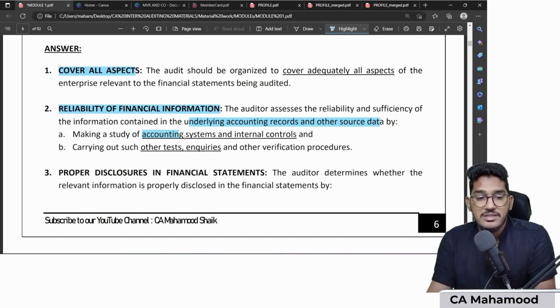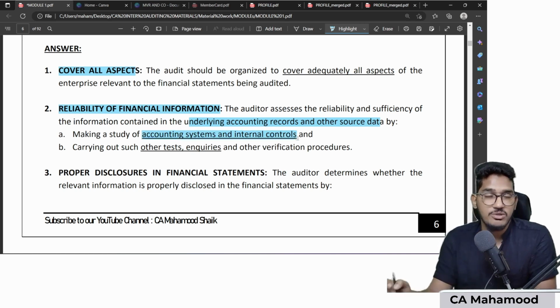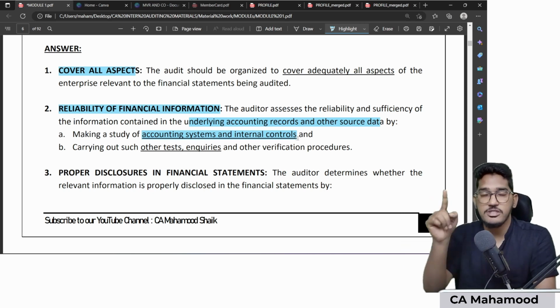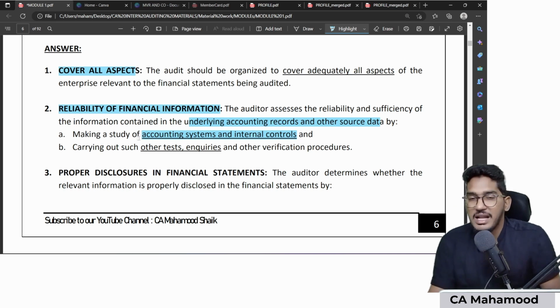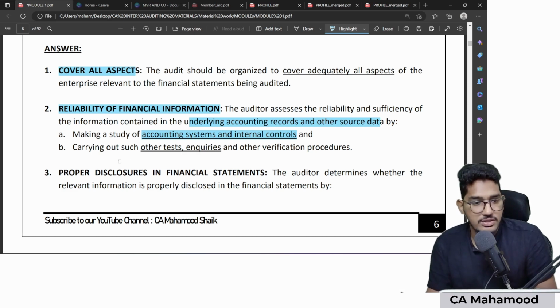Very simple. Once again, study the accounting systems and internal controls. That's what we have read in the principal aspects. First point, that is getting repeated. So as a part of your scope, you need to check whether financial information is reliable or not. How will you come to know? By studying the accounting system and internal control system.